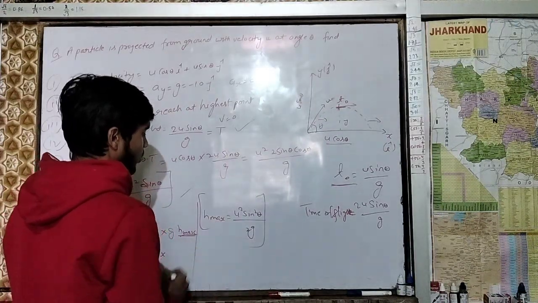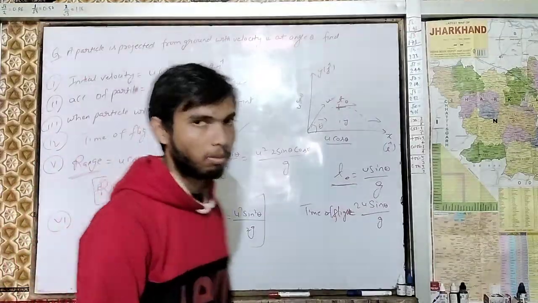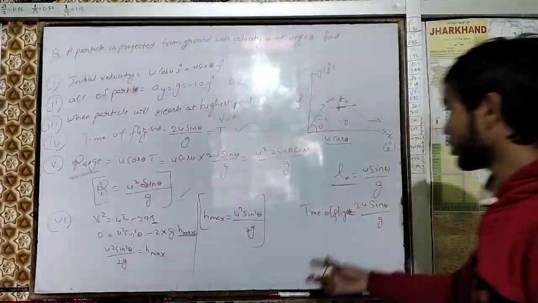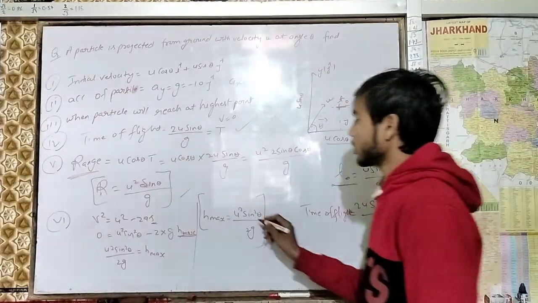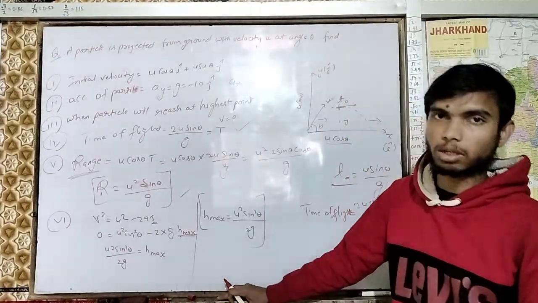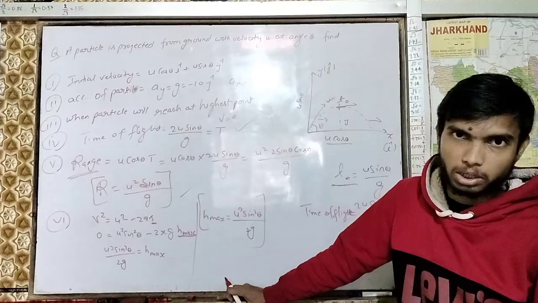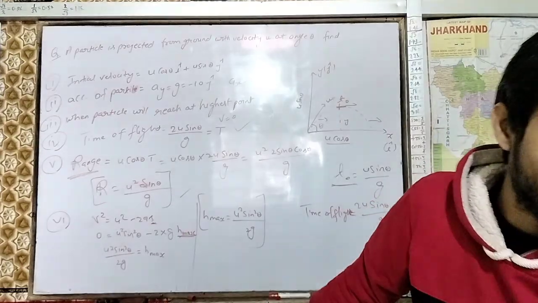This equation will be used just to calculate maximum height, where in the denominator it is not just z but 2z. U square sin square theta upon 2z is equal to H max.